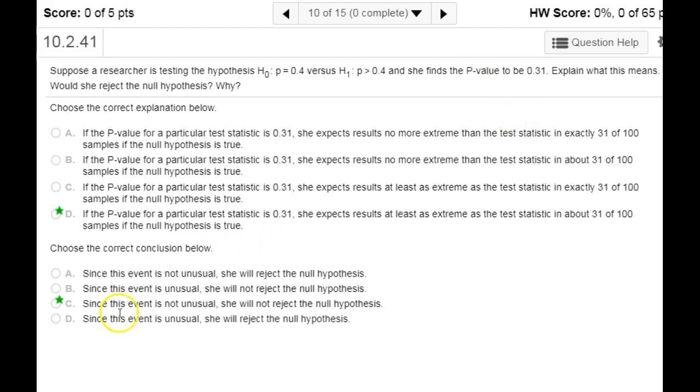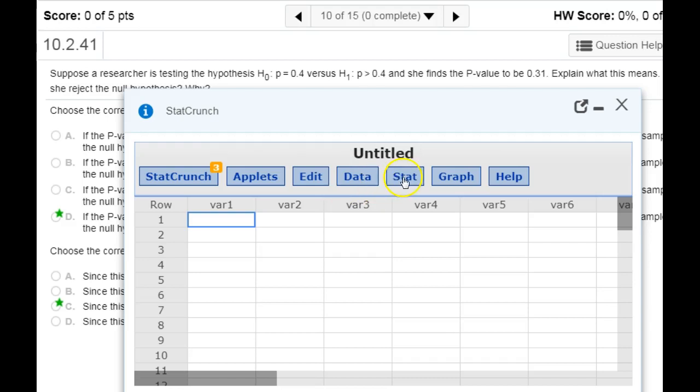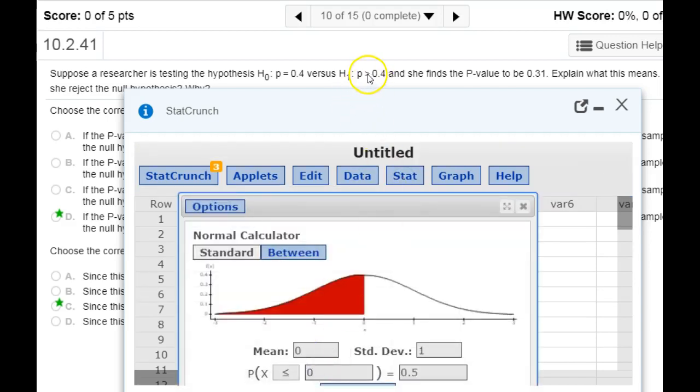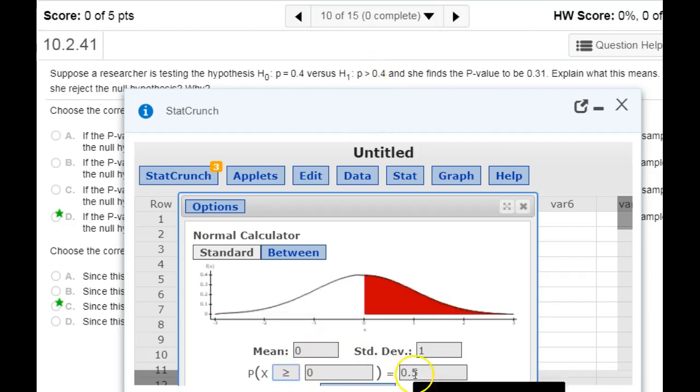And let me pull up a picture here in StatCrunch. I'm going to pull up a calculator here. It's got a good visual. Notice our alternative is greater than, so I'm going to switch that to greater than. And 0.31 or 31%. We get this picture here that shades in 31% of the distribution. And so the sample that the researcher would have gathered has a test statistic right here on the edge of the shaded region.